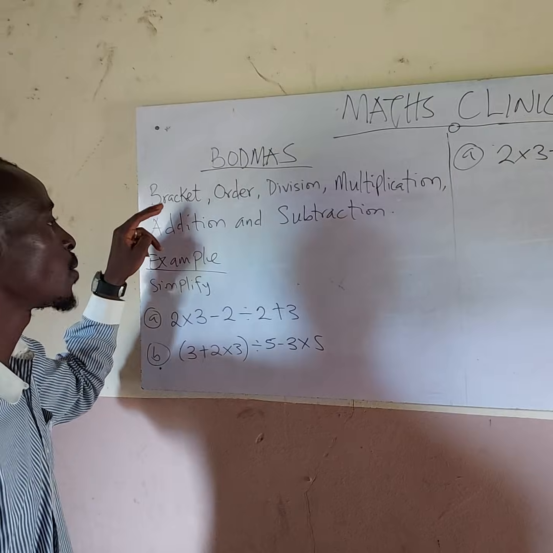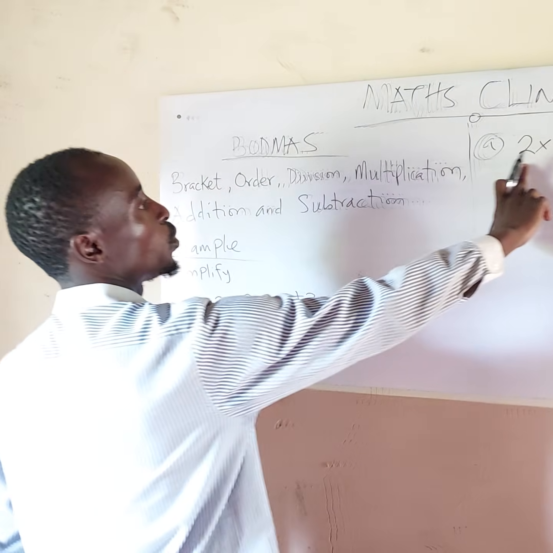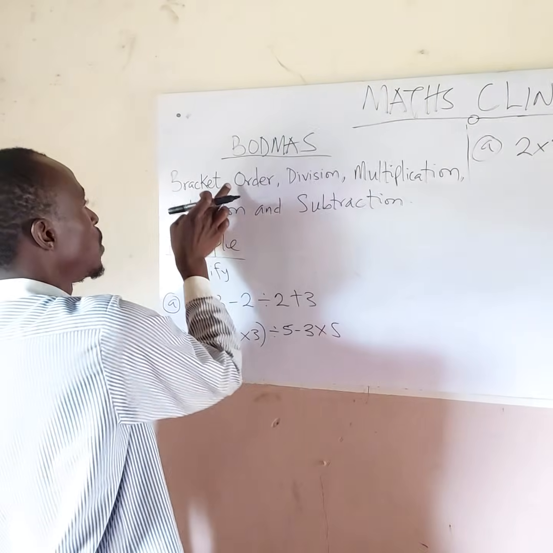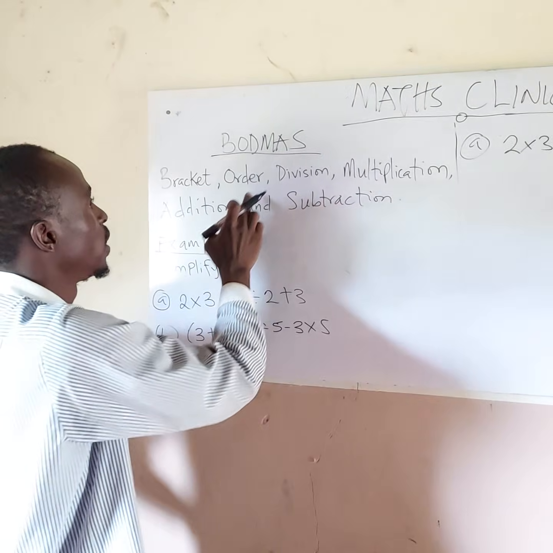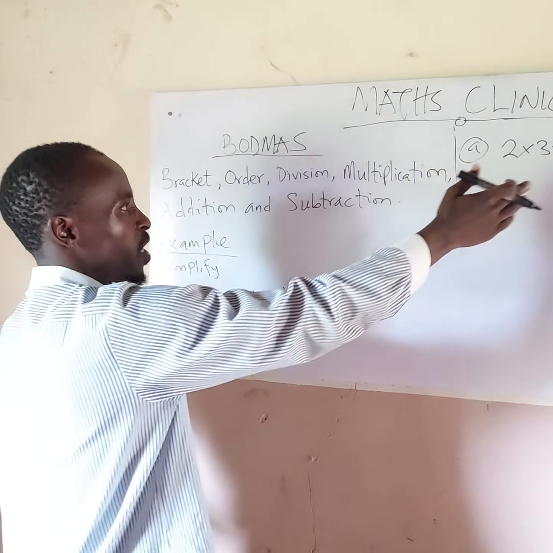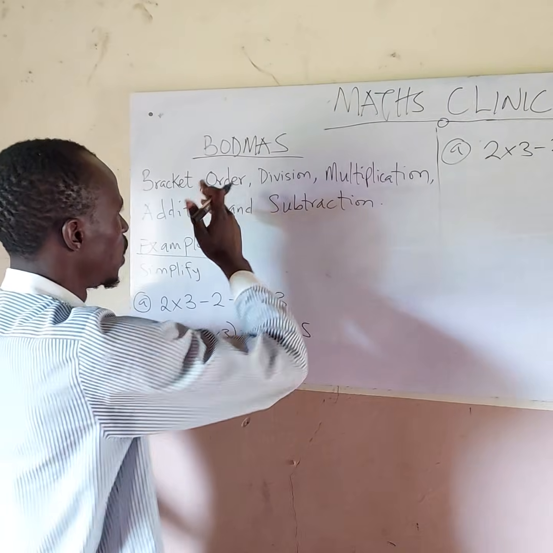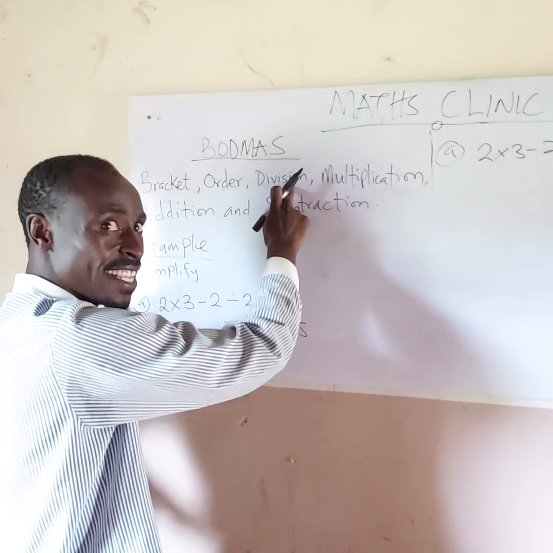And Bodmas says you start with bracket. Now, if we check this question, you discover that we don't have bracket. That means we can safely leave bracket. We are done with it. We now go to order. We don't have order. We don't have anything square. We don't have square root. We leave that. Then the next thing is division.